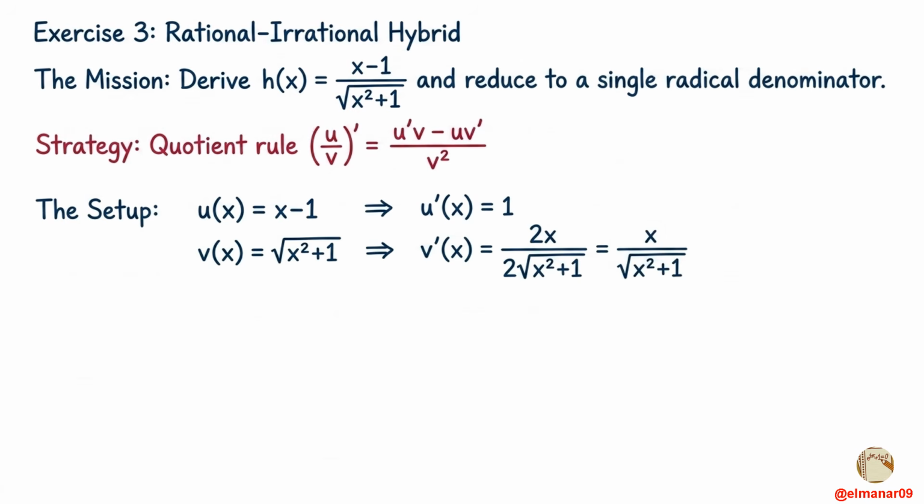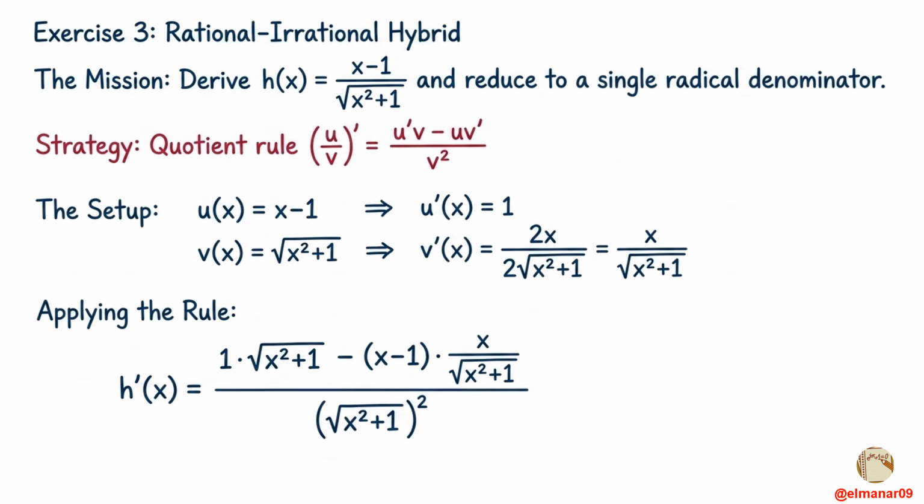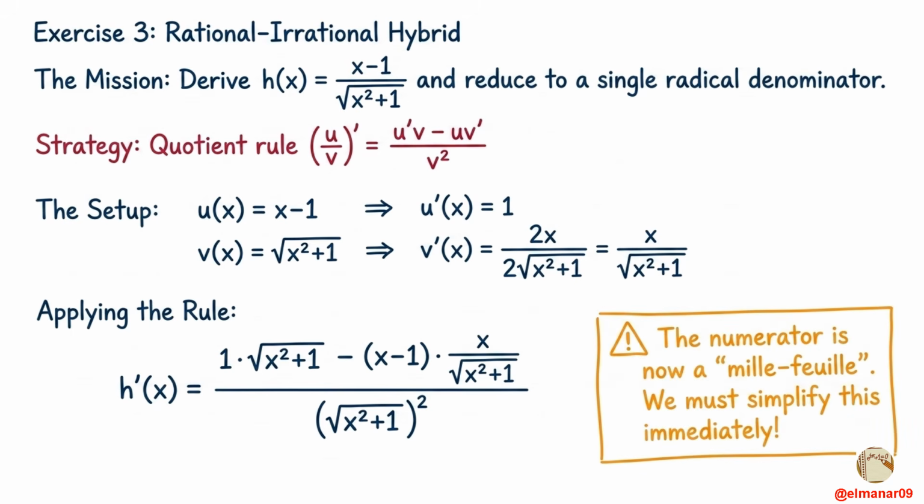v is the square root part, so using our shortcut, v prime is 2x divided by 2 square root of x squared plus 1, which simplifies to x divided by square root of x squared plus 1. Now, when we apply the rule, the numerator becomes a messy millefeuille of fractions. Don't panic. The warning sign is there for a reason. We must simplify this immediately before we get lost in the algebra. Let's clean it up in the next step.